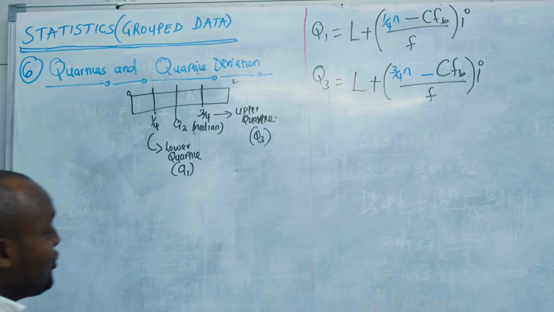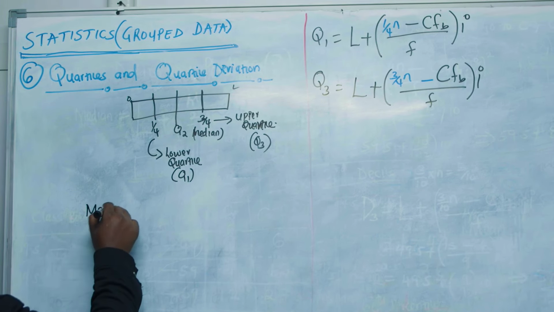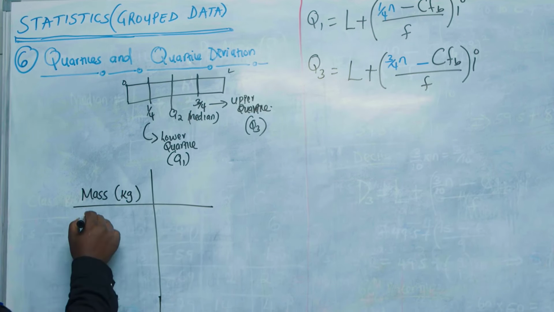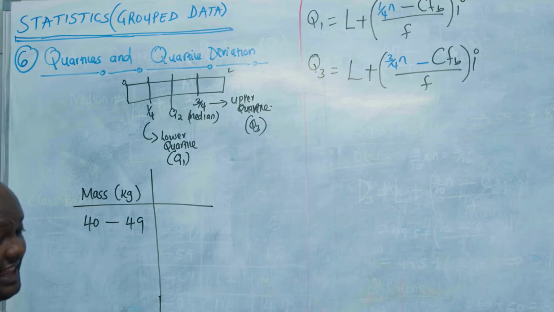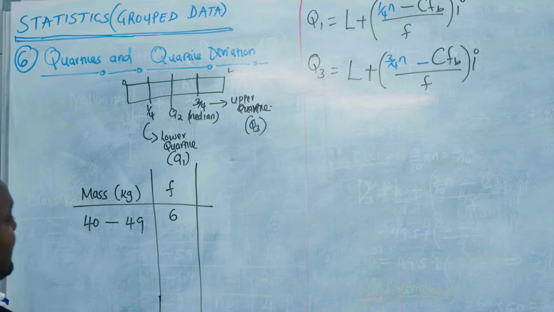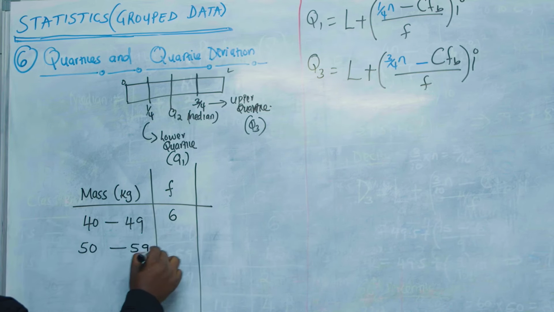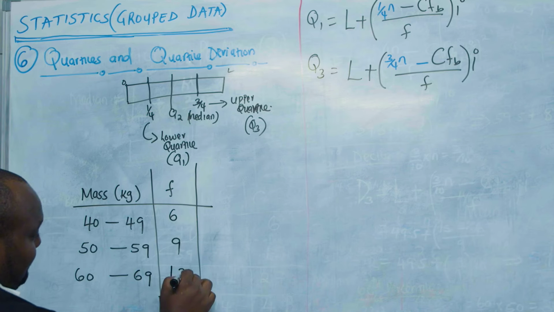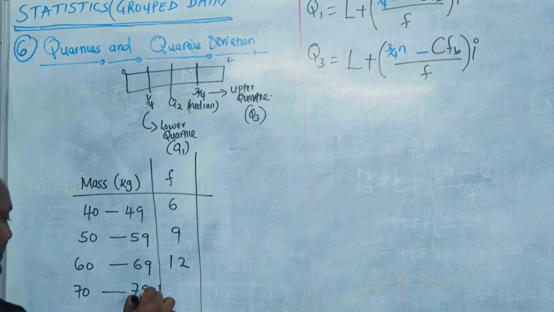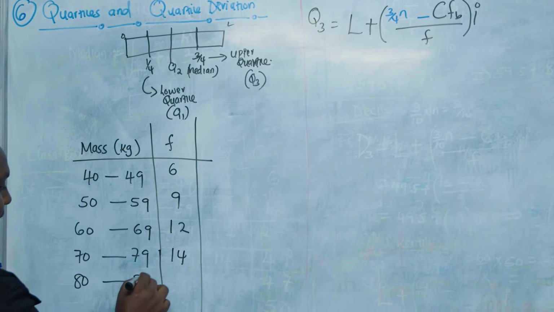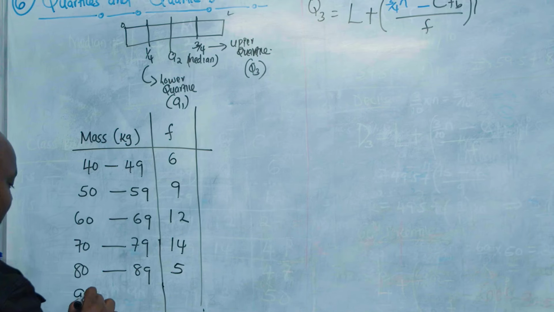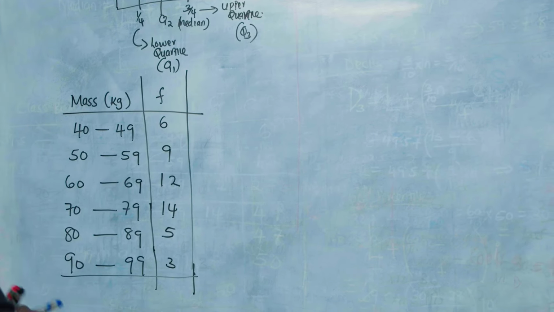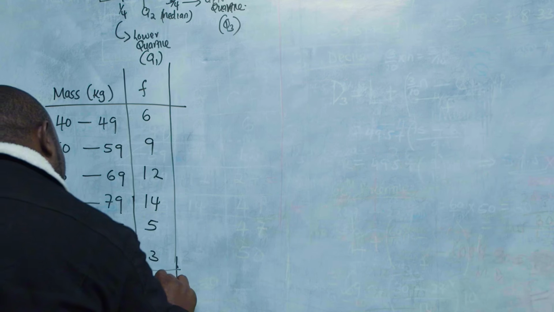Let's take an example. We are going to take the same example. We have a mass in kg. Maybe you have 50 students and you want to know how they weigh. Those who weigh between 40 and 49 kg, you find there are 6. That's what we call frequency. Those between 50 and 59, there are 9. Between 60 and 69, there are 12. 70 to 79, 14. 80 to 89, 5. And 90 to 99, there are 3. So in a total class of 50 students, that's the distribution of their weight. So the total frequency, the number of students, was 50.